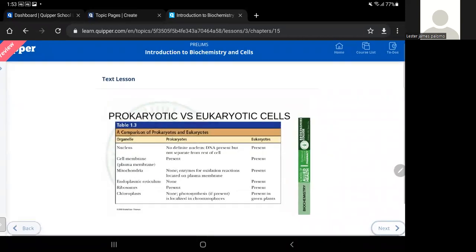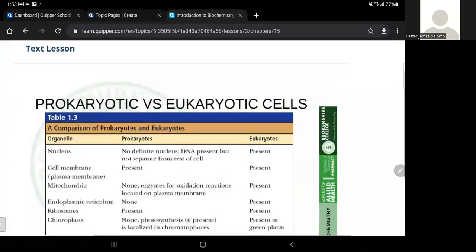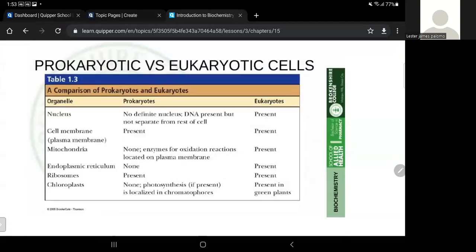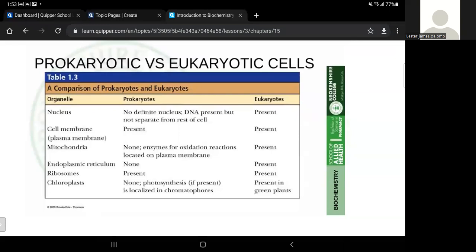Okay. To generally compare the two, we have this example table found in the material. Most organelles are present in the eukaryotes compared to the prokaryotes. No nucleus in the prokaryote, no mitochondria. Enzymes for oxidation reactions are located in the plasma membrane. Endoplasmic reticulum, none. No chloroplast.